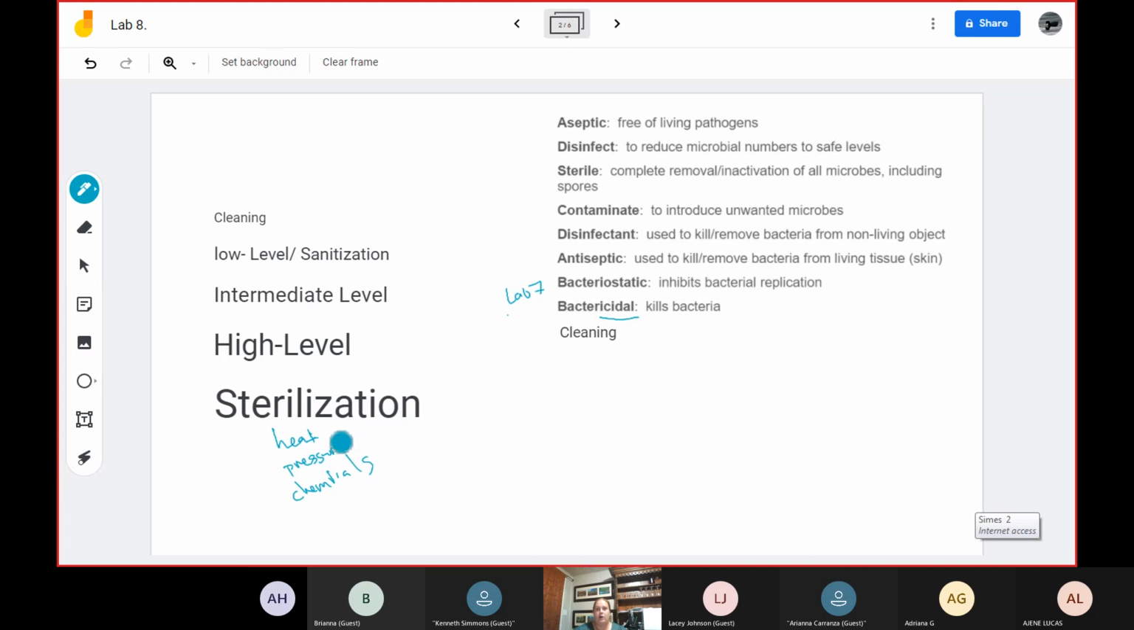So you can sterilize wet things, but you need to do it without water. So you can sterilize dry things like metal trays and metal dental instruments, and you can use water for that. So there are different things that you can sterilize in different ways.